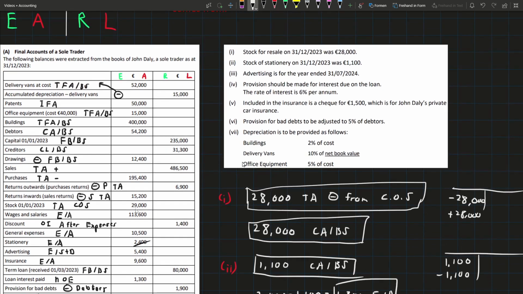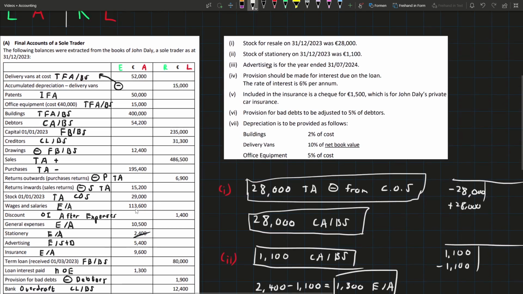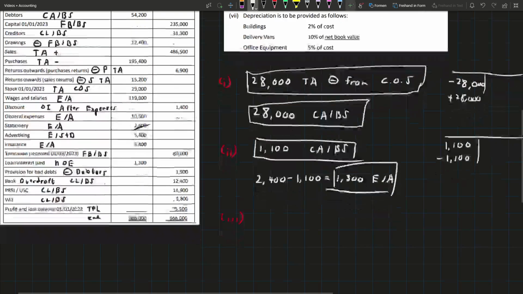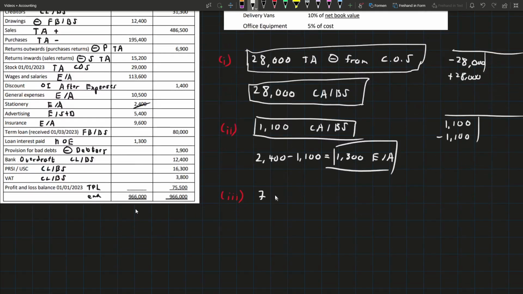Advertising is for the year ended that. So basically, advertising is for 1 year, and this year ends on the 7th. So that means that the advertising wasn't all for this year. Some of it was for next year. You see that 7 months is for next year. So let's have a look what that 7 months is.